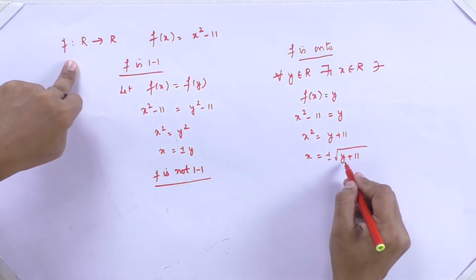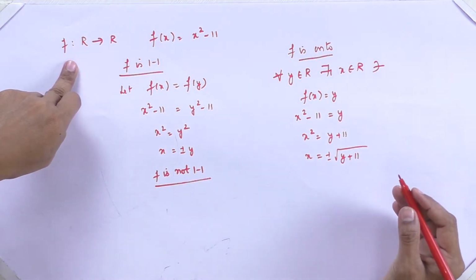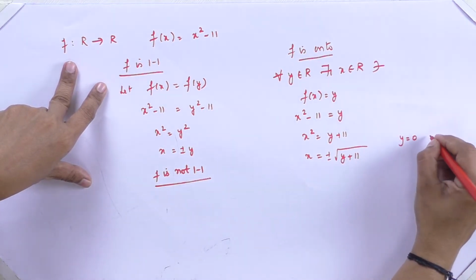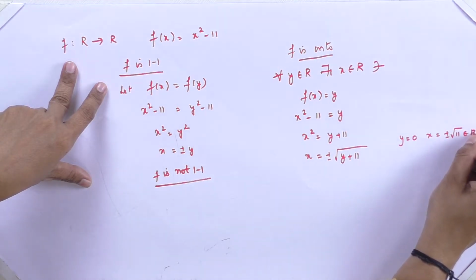Now, for each and every real number y, I have to check whether I get a real number again for x or not. Suppose y is equal to 0, my x will be equal to plus or minus root 11, which belongs to the real numbers.